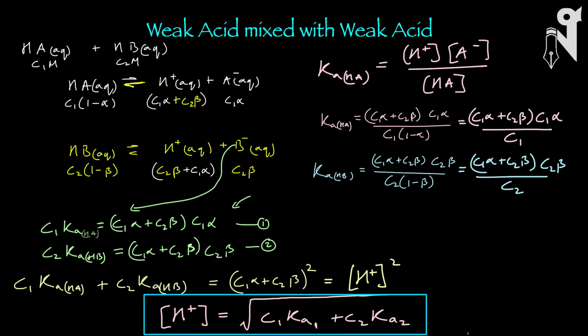And here we have just said that 1 minus alpha is almost 1 and 1 minus beta is almost 1, because alpha and beta will be very small, which is very fair to say, because as such it is a weak acid, and on top of it you are having common ion effect, and the ionization is getting suppressed even more. So this equation holds good almost all the time.